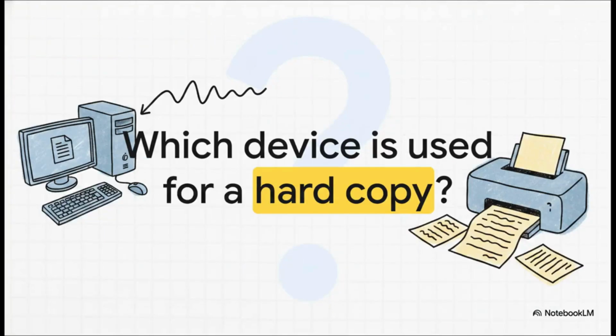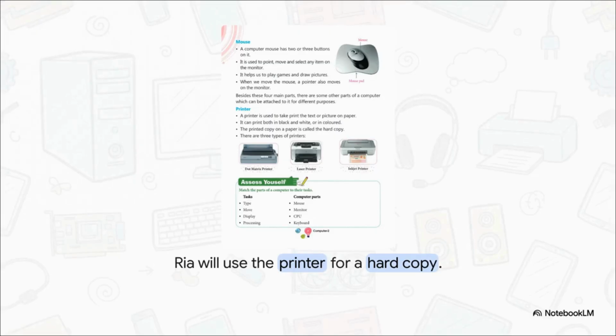Okay, for our last exercise, let's look at an application-based question. Let's say Ria wants to take out the hard copy of an assignment she's prepared on her computer. Think about what that term means. Which device is she going to use to actually accomplish this? Well, if you remember our lesson on accessories, the answer is the printer. Ria needs a printer to take her digital assignment from the monitor and turn it into a physical hard copy on a piece of paper.